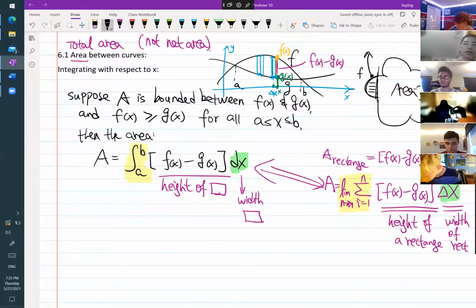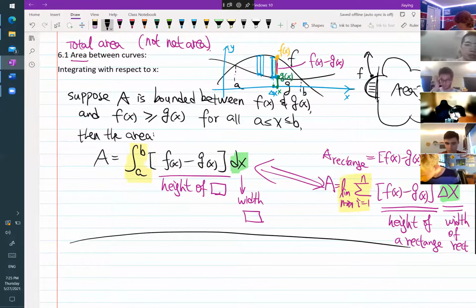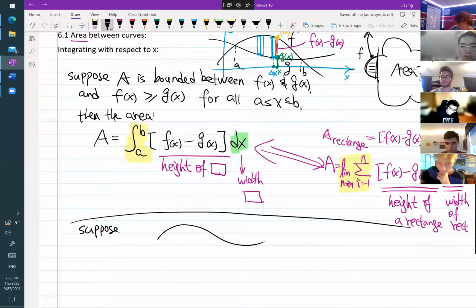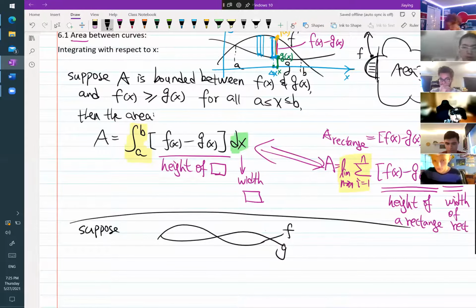But I do want to point out that's the case when f is greater than or equal to g, but there's also a second part to it. Suppose you have f like this and g like this. So this is g, this is f. Suppose that part of it, f is greater than g, and part of it is less than g.